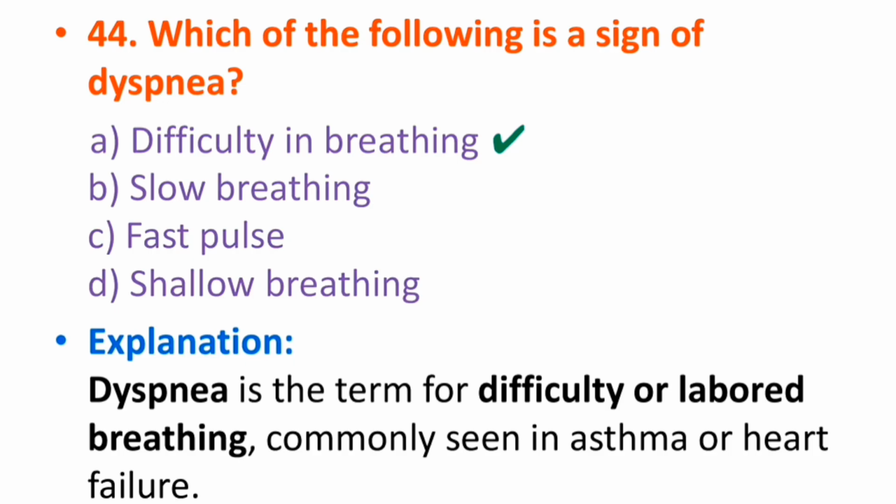Which of the following is a sign of dyspnea? Option A difficulty in breathing, option B slow breathing, option C fast pulse, option D shallow breathing.